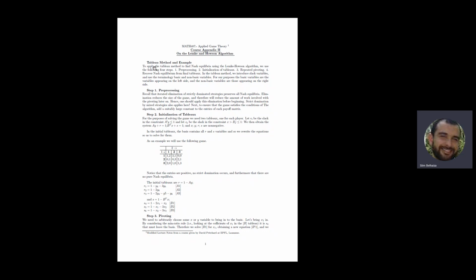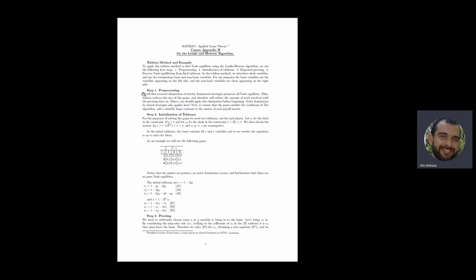The first part is a general introduction to the Lemke Howson algorithm. Generally, to be able to run the Lemke Howson algorithm on a small Bimatrix game, we need first of all to do some pre-processing, and we'll understand what we mean by pre-processing. Then we have to perform some initialization of our tableaus. Third and main step, which is repeated pivoting, and four, recover the Nash equilibrium from the final tableaus we got. So first of all, step one, what is pre-processing?